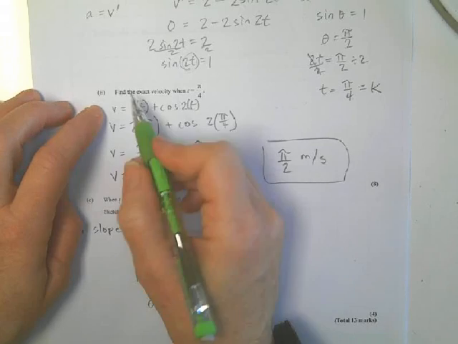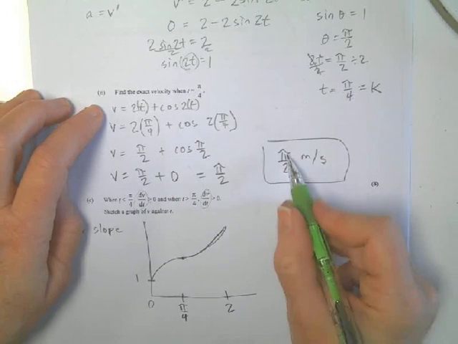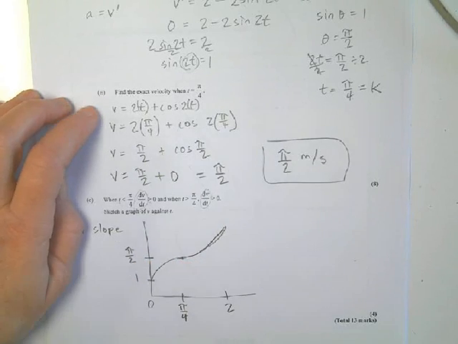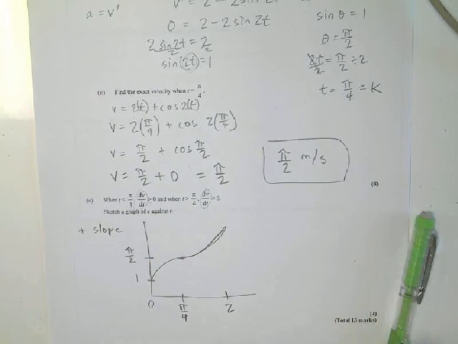I know the exact velocity at pi over 4 is pi over 2, so this is going to be pi over 2, it's going to be right there.